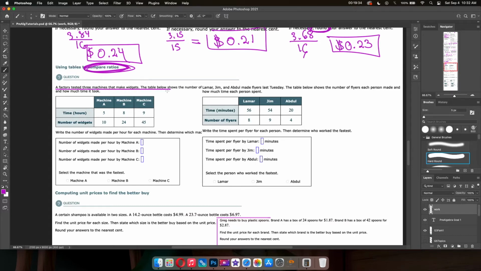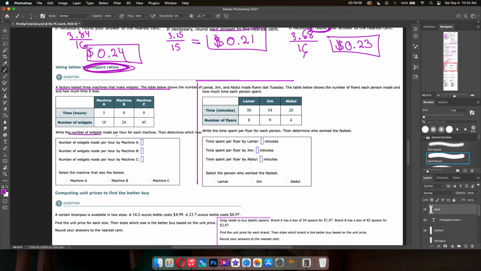A factory tested 3 machines to make widgets. The table below shows the number of... Oh, no, my screen grab didn't work well. All right, let's see if we can do this with just the table. Write the number of widgets made per hour for each machine. Okay, so notice how they have it set up.